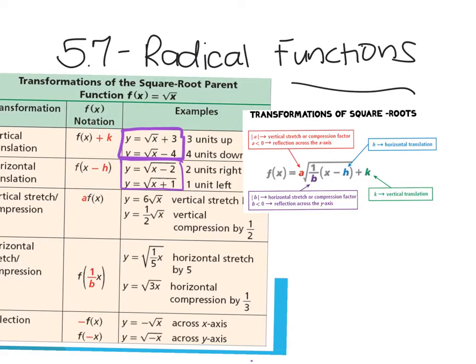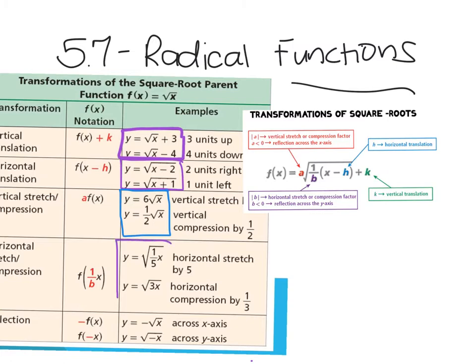If you are multiplying by a number on the front of the square root, this is your vertical stretch or compression. If it's larger than 1, it's a stretch, so this would be a tall square root, and if it's in between 0 and 1, it would be a compression, like the ceiling is caving in and making it a flatter square root.